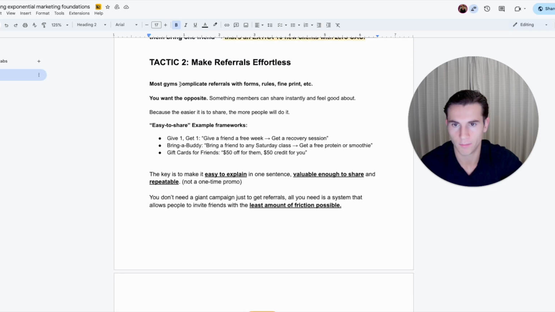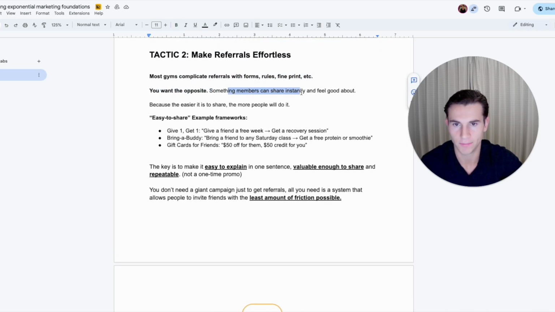Okay, tactic number 2 is make referrals effortless. Most gyms complicate referrals with forms, rules, fine print, etc. You want the opposite, something members can share instantly and feel good about. Because the easier it is to share, the more people will do it. An easy-to-share framework is give one, get one. Give a friend a free week, get a recovery session.